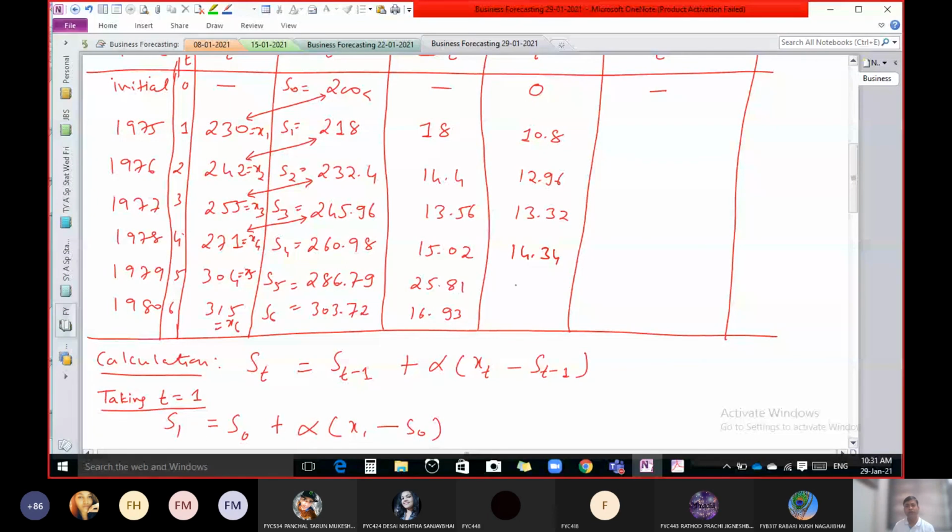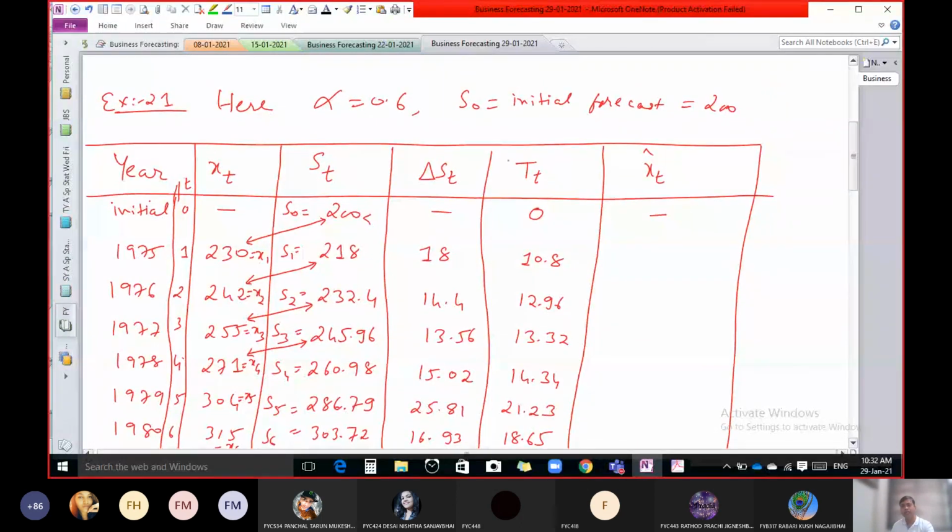Now tell me this next value. 21.23. And the last one, 18.65. Once again, 18.65. Okay, this is the way to calculate the value of the column T_t.